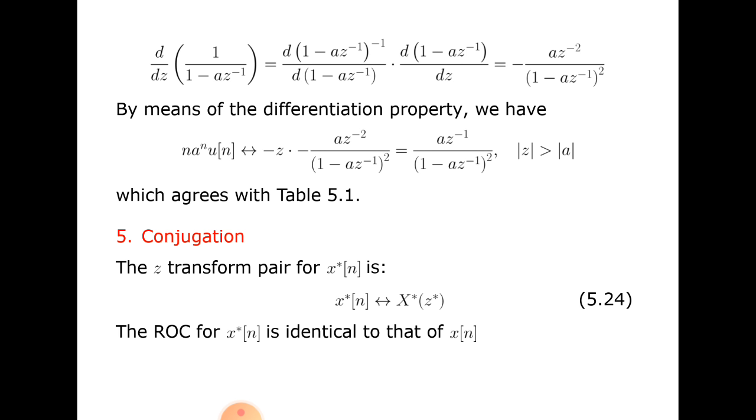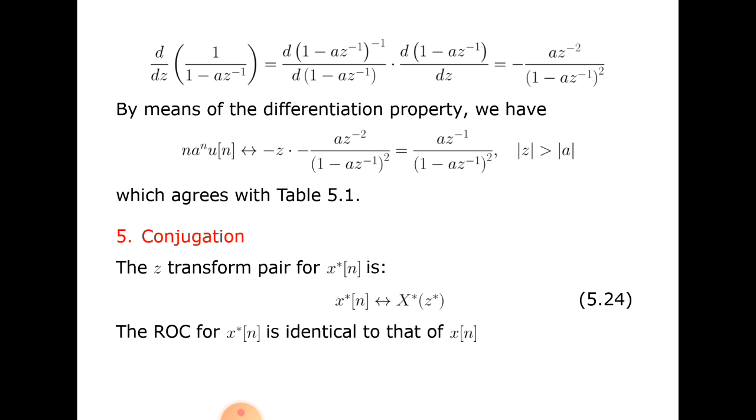By means of the differentiation property we have n a^n u[n] lies between minus z into a z^-2 divided by (1 minus a z^-1) the whole squared, which is equal to a z^-1 divided by (1 minus a z^-1) the whole squared, where |z| > |a|.